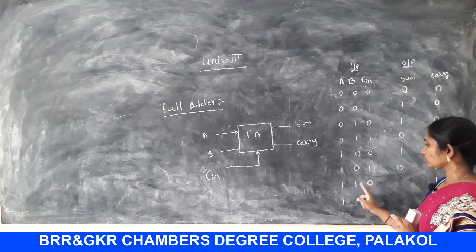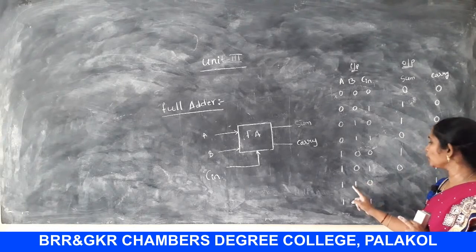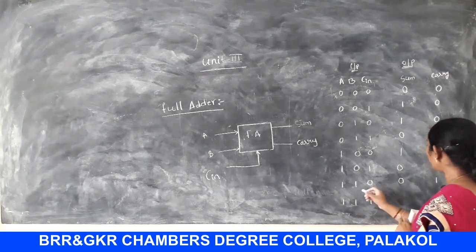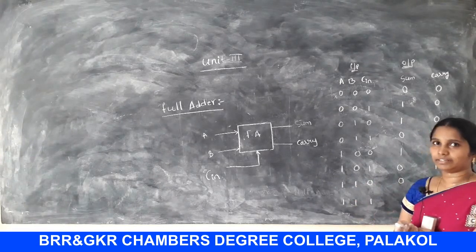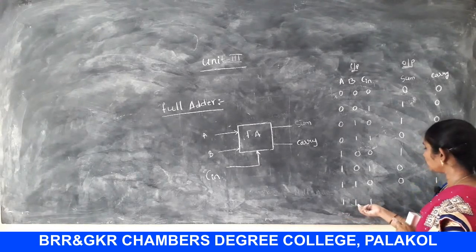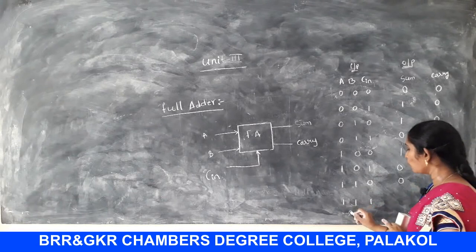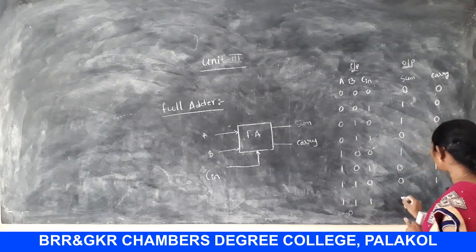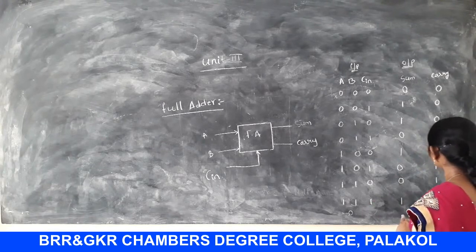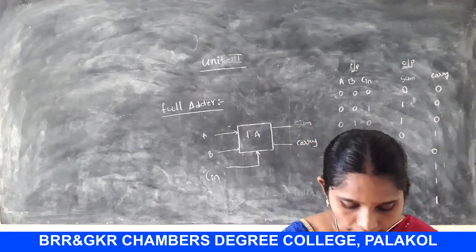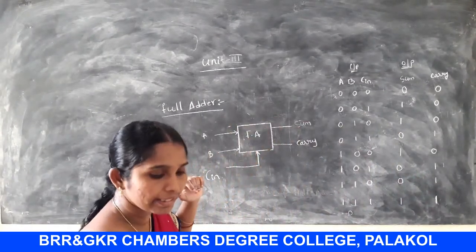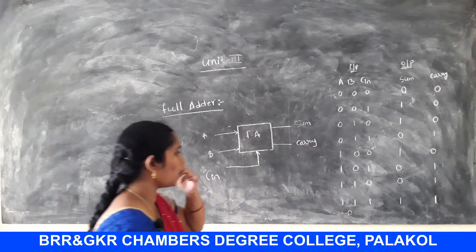And again 1 plus 1 is 0, so that means carry 1. Then 0 plus 0 is 0 here. After that, 1 plus 1 is 0 and 0 plus 1 is 1, and carry 1. Okay. Now we will draw the truth table for this full adder circuit. Now this is the truth table for full adder circuit.